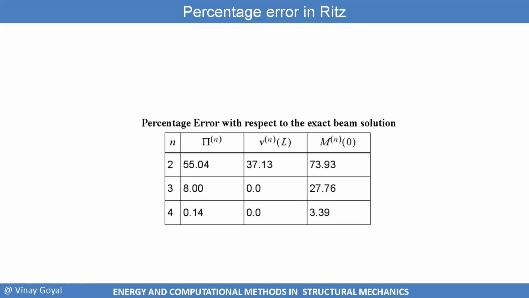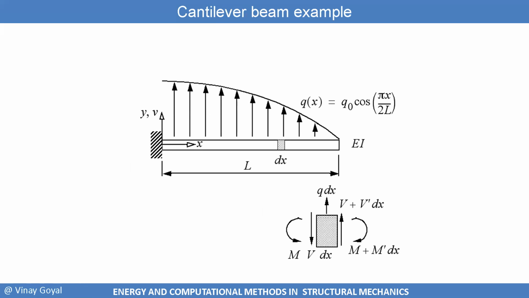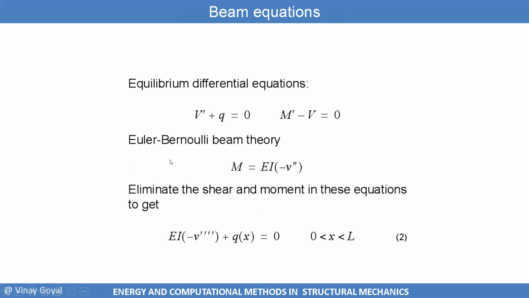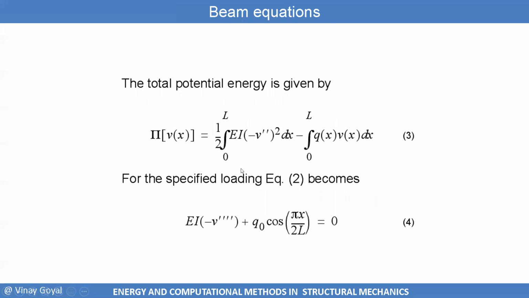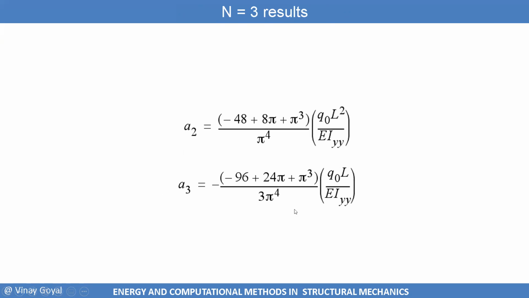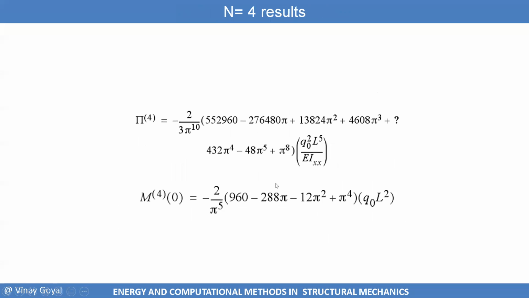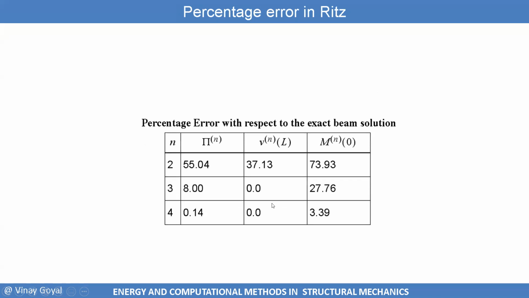And then you can also look at how the moment at this end can be found. The moment, remember, is EI V double prime, and I've been finding the approximate value of V. So if I plug it in here, you'll see that that moment can be calculated. I did the moment calculation here for n equals 2, for 2 terms, and then for 3 terms. So I can compare against the exact solution.